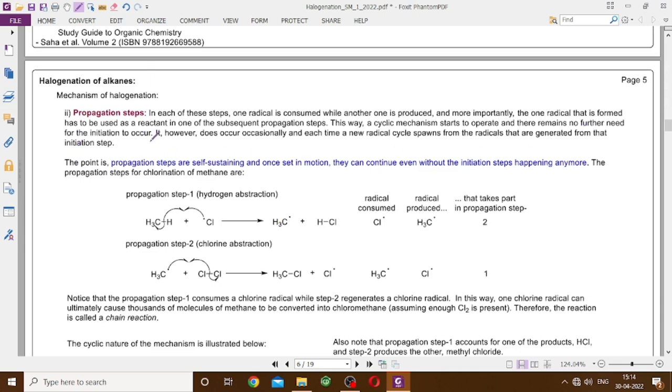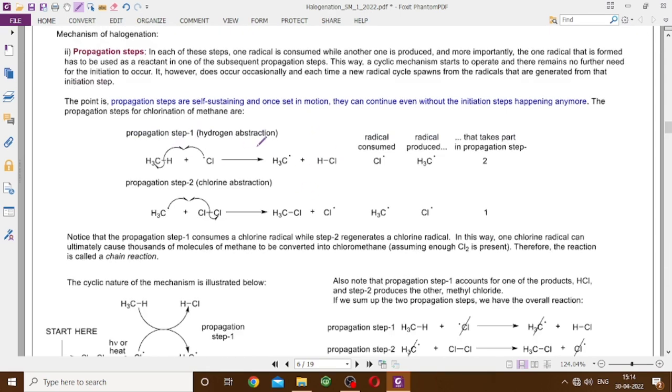But as you are shining the light all the time, chlorine molecules are occasionally being broken, chlorine radicals are being formed, and for each chlorine radical being formed, a new cycle starts afresh, leading to the formation of a vast number of molecules of CH3Cl.